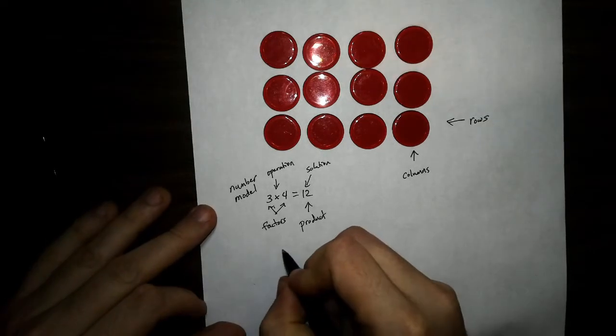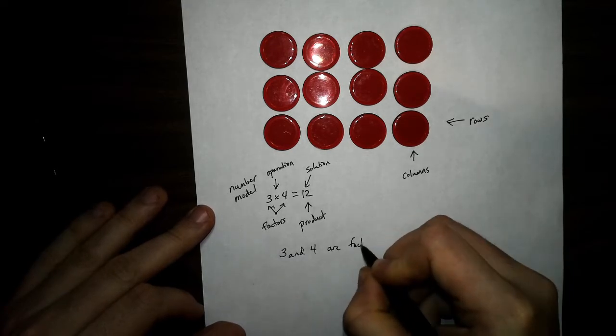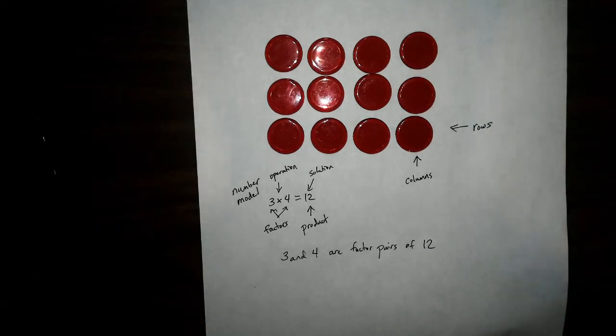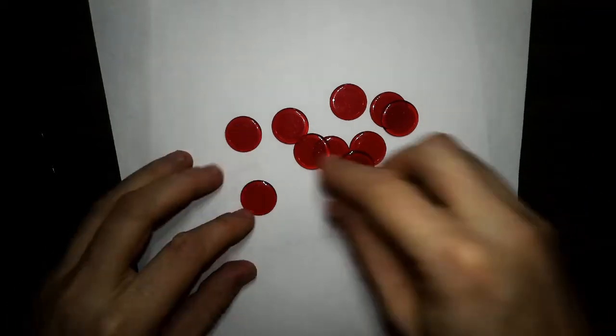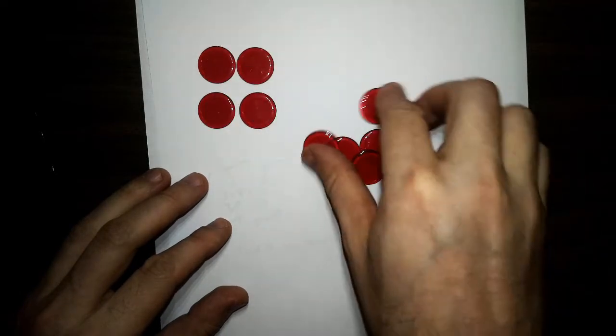The 3 and the 4, in this case, are called factor pairs of the number 12. Now, what I'm going to do next is I'm going to show you some other factor pairs, some other ways that we can make a rectangular array from these same 12 counters. So let me clear this off and get another sheet of paper here. And I'll put my counters back on here, and this time we're going to try to arrange them in a different rectangle. So instead of a 3 by 4 rectangle, this time, let's do it like this, in a 2 by 6 rectangle.